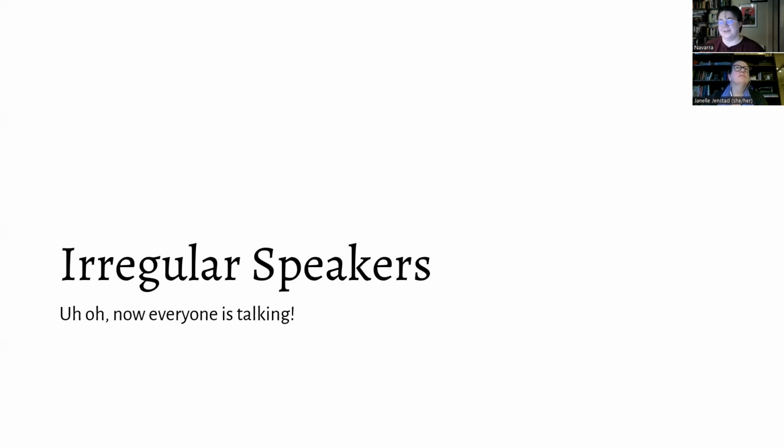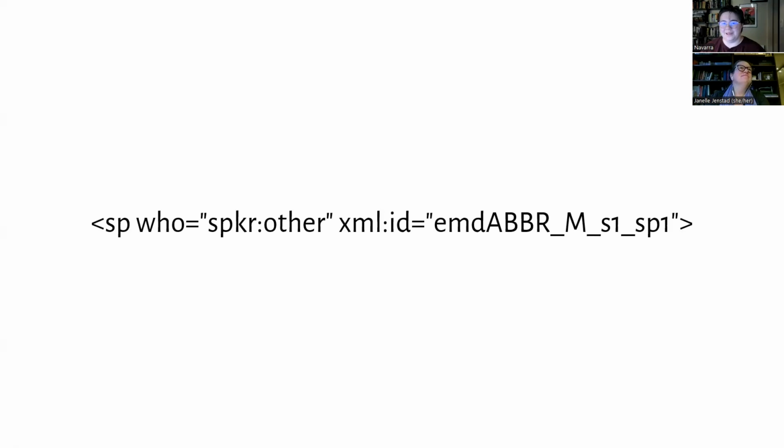But Navarra, you say, I've got a problem. Everybody is talking. What do I do? Again, don't worry too much. We have something to deal with that. And it is speaker other. So this is the one time that you're not going to be linking directly to a person in your character list. Instead, we're going to be using this value that we've created. So SPKR:other, that says, you know what, we're not linking to a character.